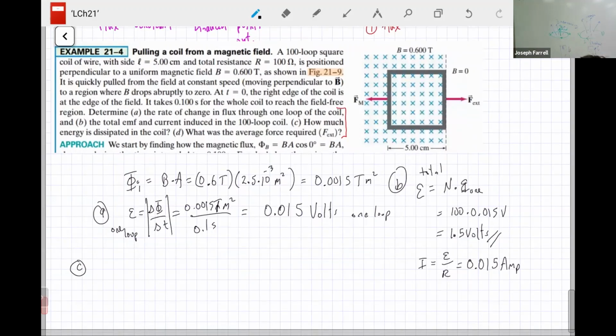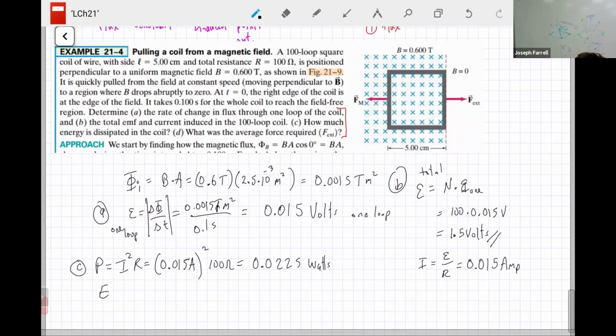C, how much energy is dissipated in the coil? Well, then we can do power is I squared R. We know how much current is flowing. So 0.015 amps squared, and then times 100 ohms. That'll give us watts. 0.015 squared times 100, we get 0.0225 watts. Seems pretty small.